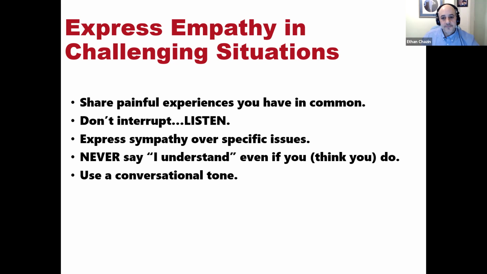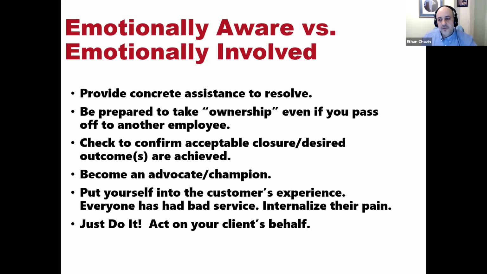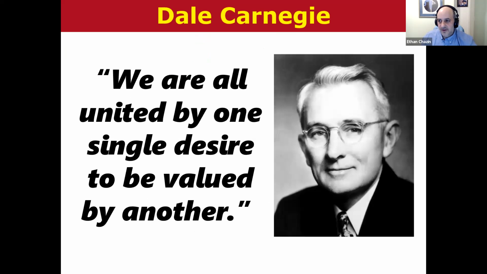Don't interrupt. If you're going to listen, we know that active listening is one of the hardest things you can do, which is why God gave you two ears and one mouth. You can also divulge painful experiences from your own past as a way to create a bridge of relationship connection. So that's emotional intelligence and empathy, much more so than just sympathy.